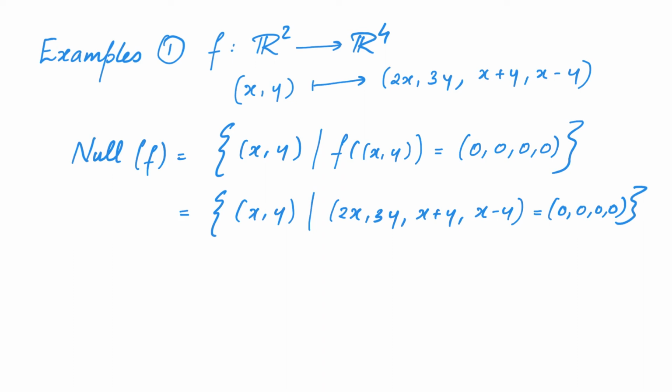But 2x is equal to 0 implies that x is 0 and 3y is equal to 0 implies that y is 0. Therefore, the null space contains only one vector, namely 0, 0. That is, the null space is the singleton set 0. This implies that f is injective.